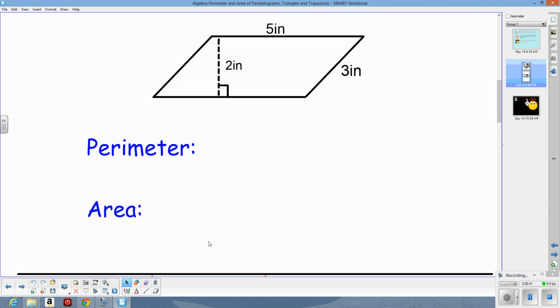So let's go ahead and first find the perimeter. The perimeter, it's just adding the sides together. So you start on one corner and you walk all the way around the figure. So the perimeter is going to equal 5 plus 3 plus 5 plus 3, or 16 inches.